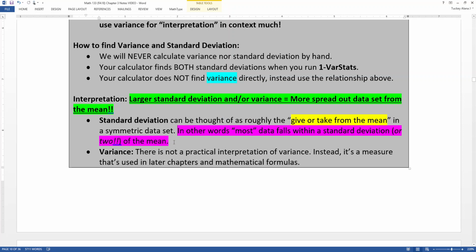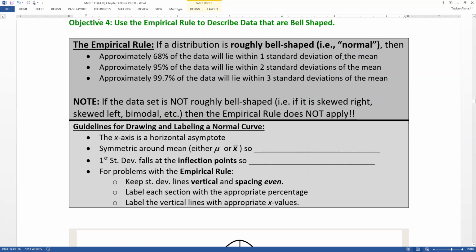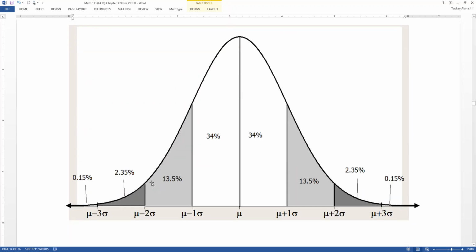Now, in random data sets, it can be somewhere around 50% to 60%. It just depends on the data set. But we want to get a little bit more precise with it for a very particular kind of data set that is bell-shaped. So let me scroll down to the empirical rule. The empirical rule is kind of analyzing what that most means. And it's saying if the distribution is roughly bell-shaped, i.e. normal, in other words, it has this shape that you see right here before you.